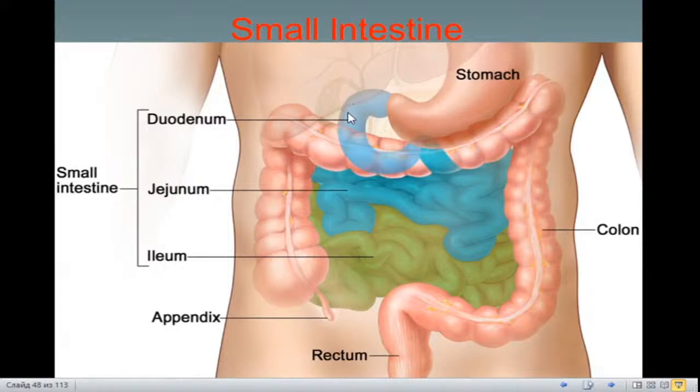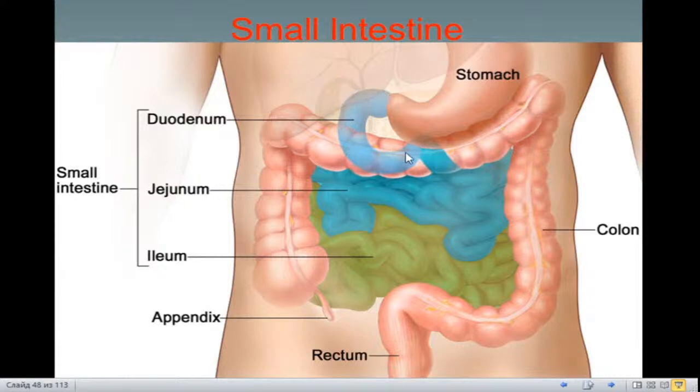The first part of the small intestine, called duodenum, starts from the pyloric sphincter and has four parts: superior part, descending part, horizontal part, and ascending part. It's located between level L1, the first lumbar vertebra, and L3. The descending part goes to L3, and the ascending part from L3 ascends to the L2 vertebra.